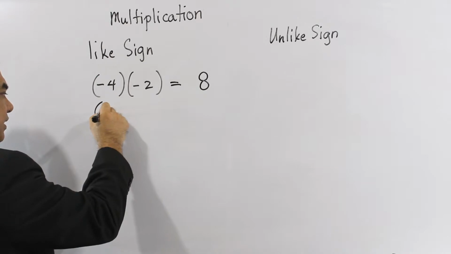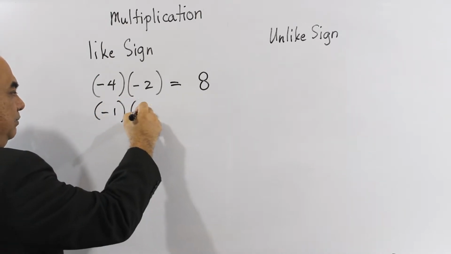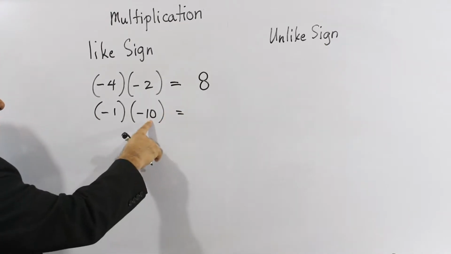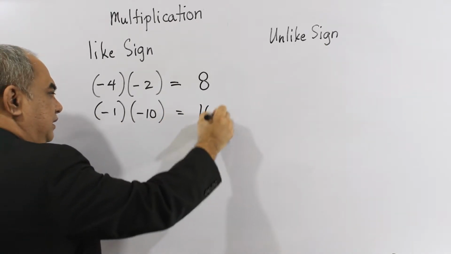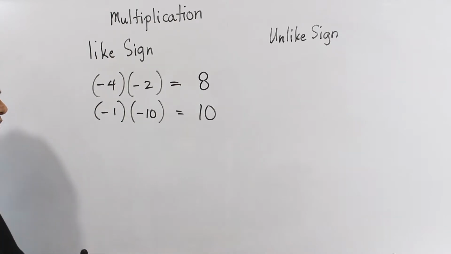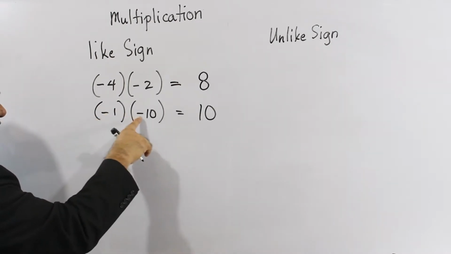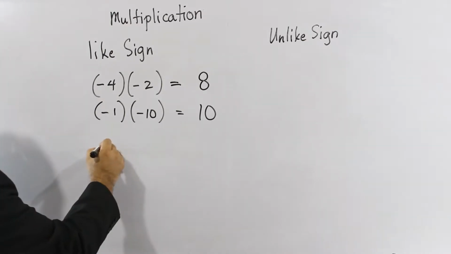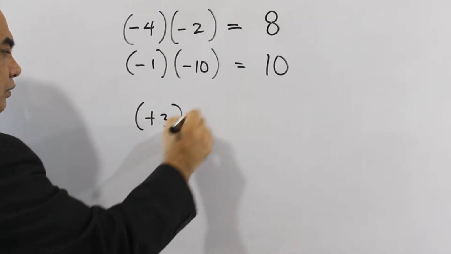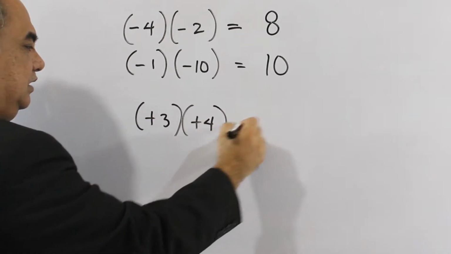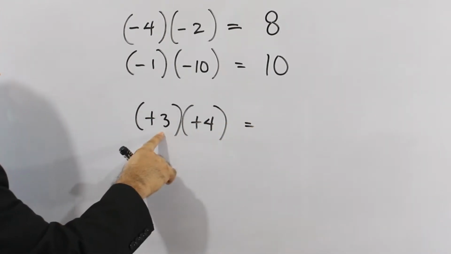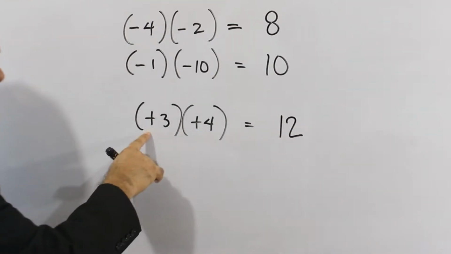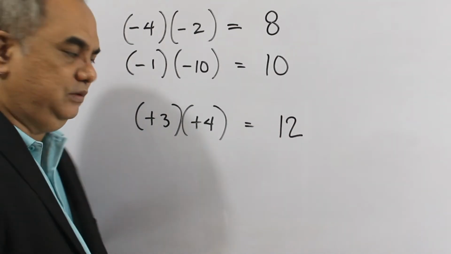Another one, we have negative 1 multiplied by negative 10. So we get the product first. 10 times 1 will give you 10. And check whether their signs are the same or not. So we have the same sign here. The answer is positive 10. The same is true when we have positive 3 multiplied by positive 4. Again, the product of these two numbers, 3 and 4, is 12. And since they have the same sign, the answer is positive 12.